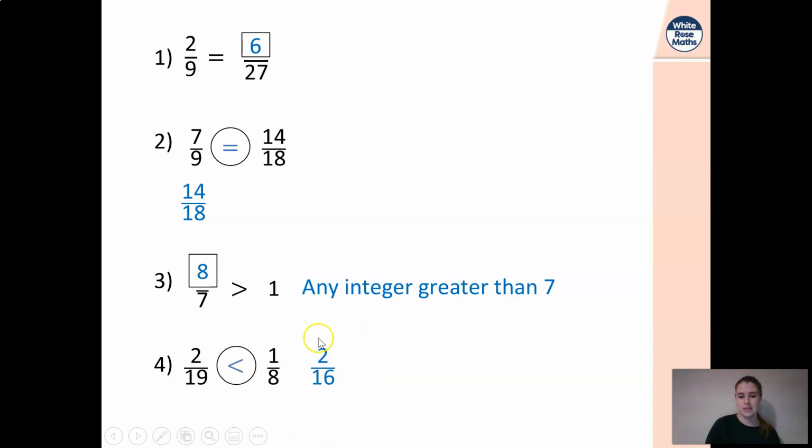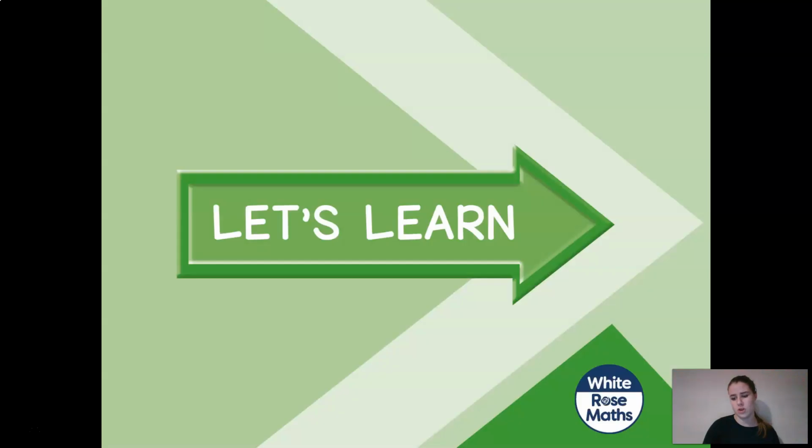That tells us that 2/16 is actually bigger because the numerators here, although they're the same, this piece has been split 16 ways, whereas this one's had to be split 19 ways, which means that the pieces are actually smaller. So well done if you got those correct.